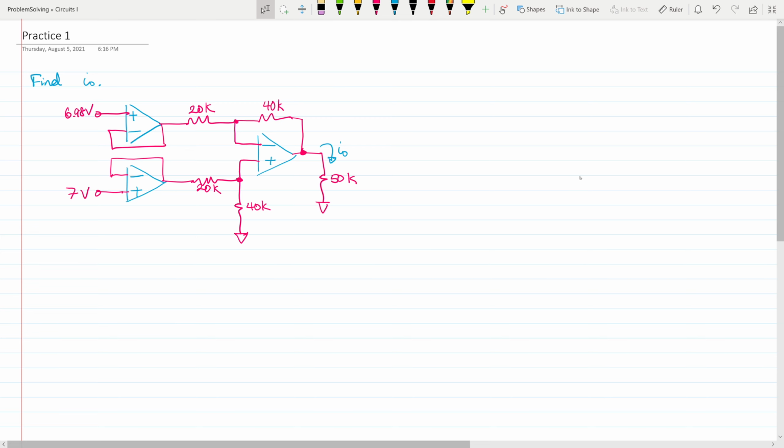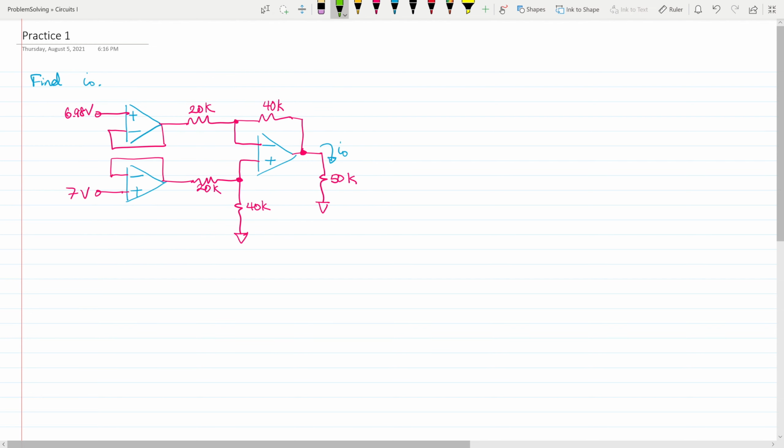Alright, hello everyone. In today's video we are going to go over an op-amp question. Specifically, we are going to figure out how to characterize this current I0 coming out of an op-amp in a circuit where there are a total of 3 op-amps.